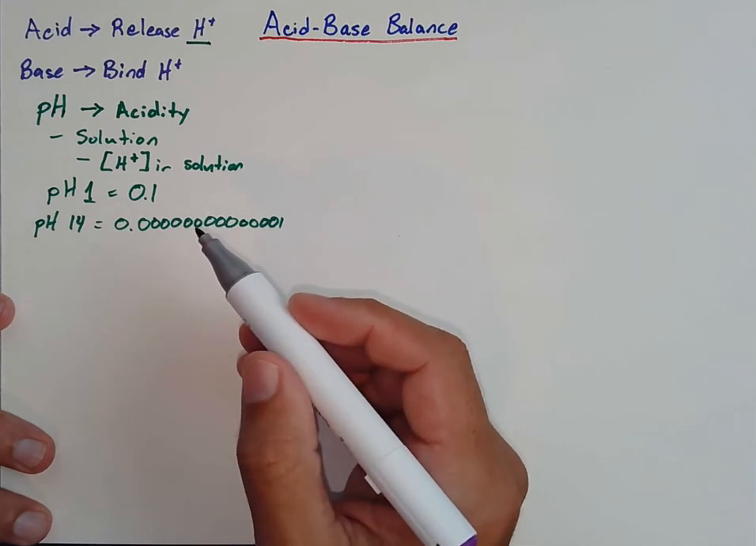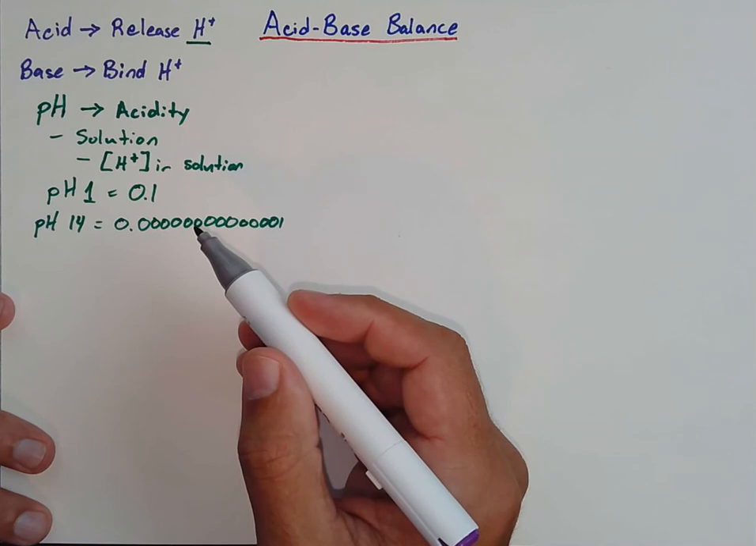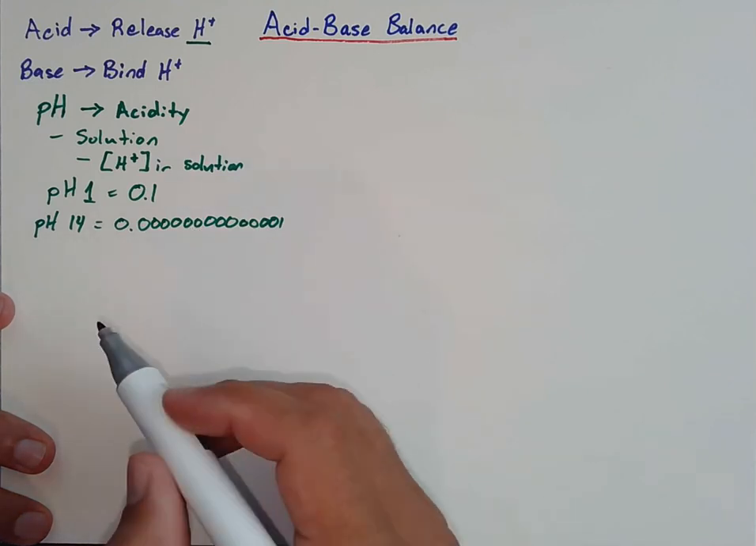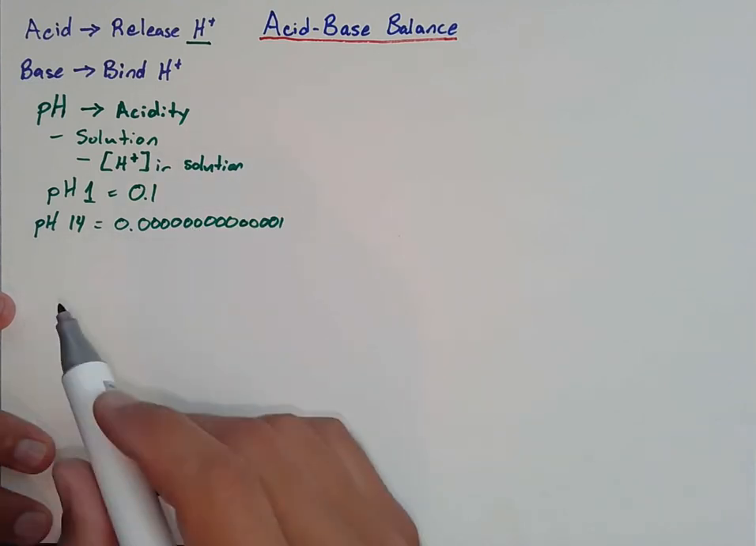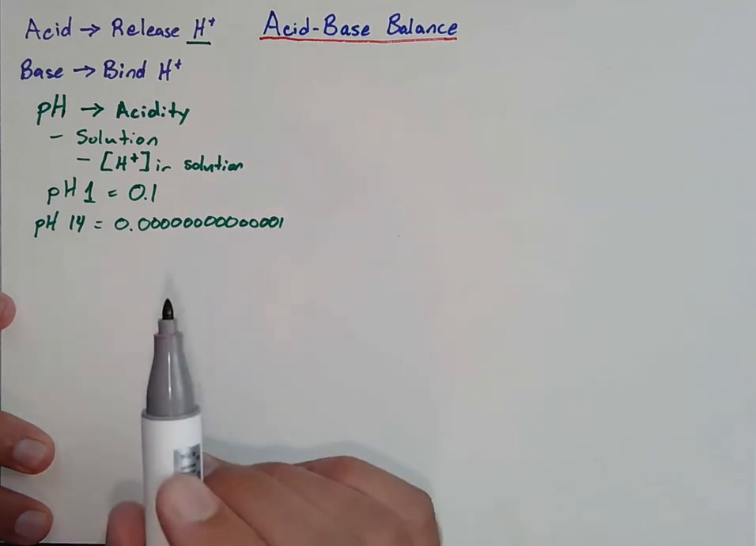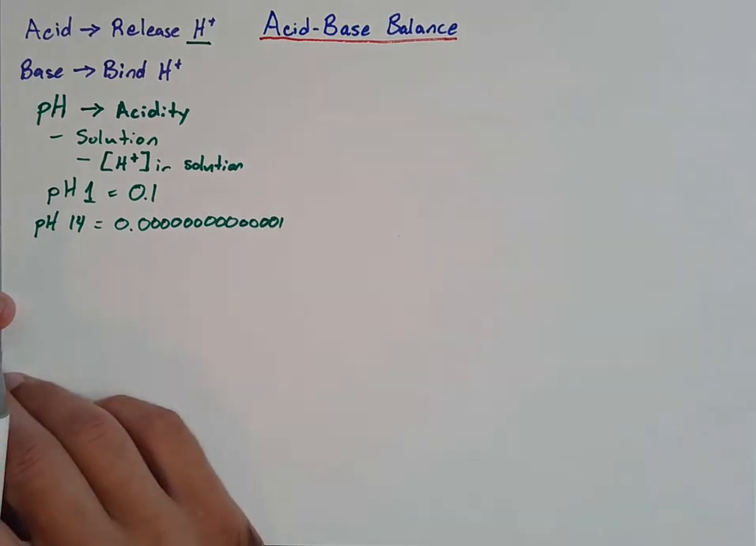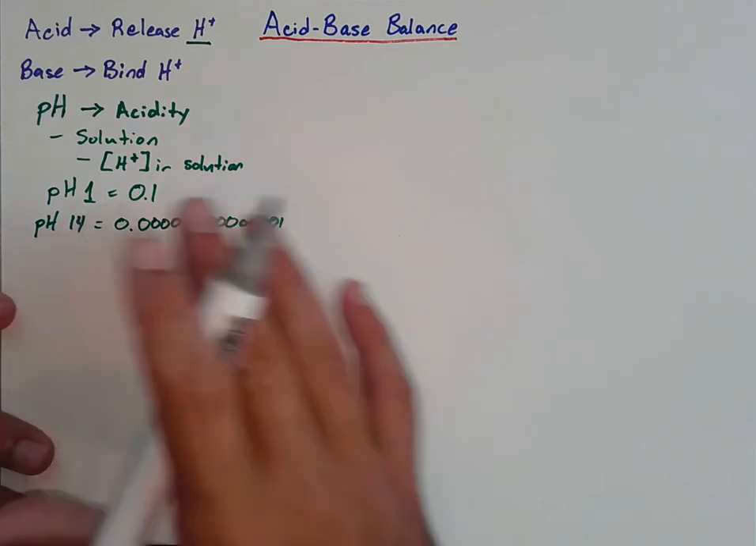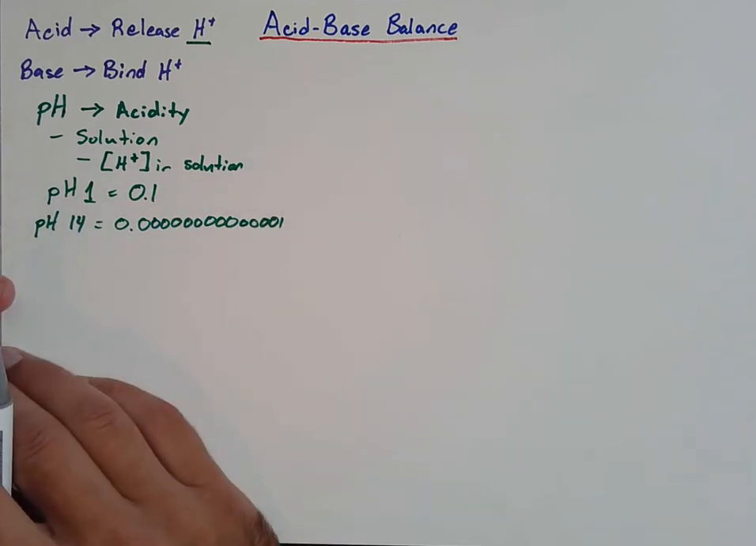Versus pH. Remember, pH is the opposite. So what would happen to the pH of that solution? The acidity increases, but the pH decreases. So try to keep that all in mind. We're going to use all that information as we talk about acid-base balance in the human body.